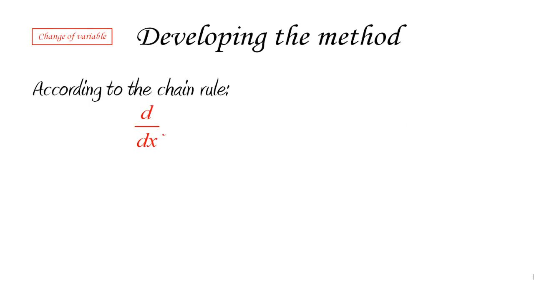Now, let's start to develop this method. Of course, we're going to start from the chain rule itself. Remember, the chain rule says if you're taking the derivative of a composite function, one that has an outside and an inside, what you do is you take the derivative of the outside, keeping the inside fixed, and then multiply that by the derivative of the inside.